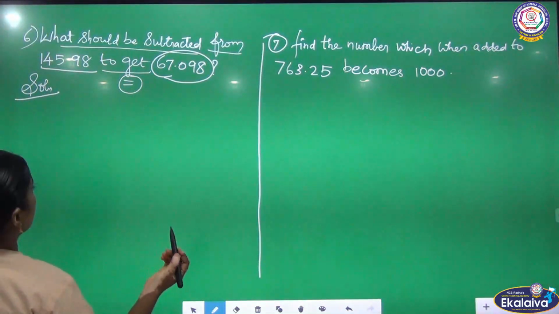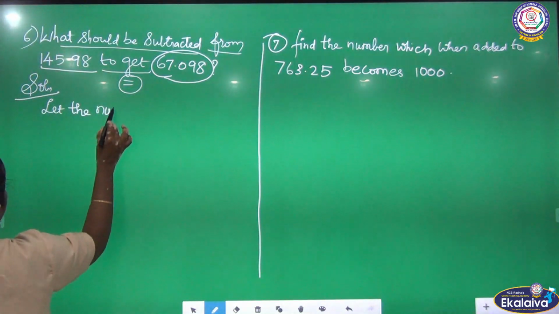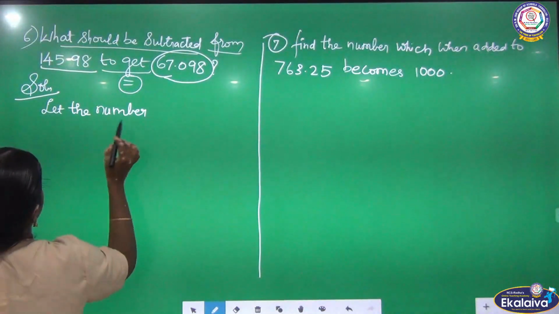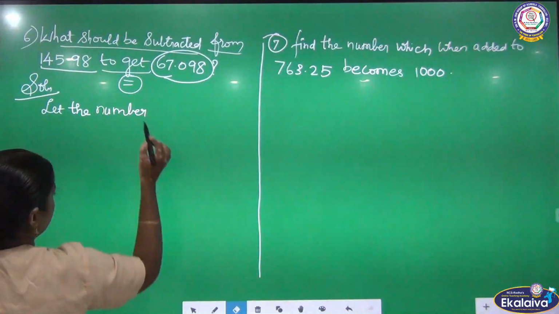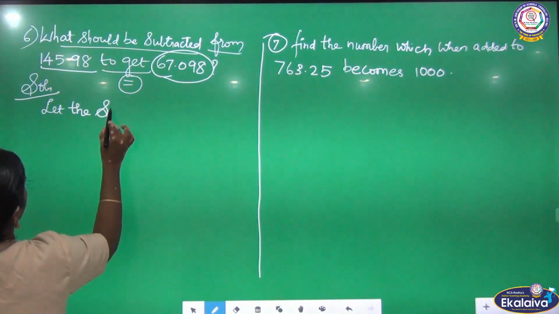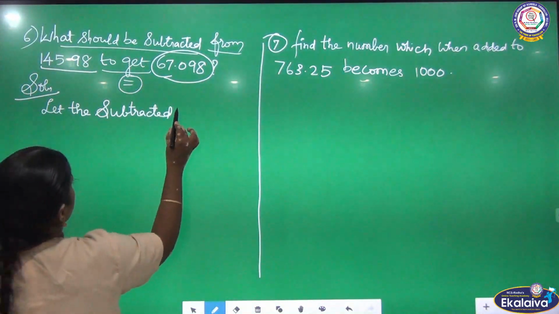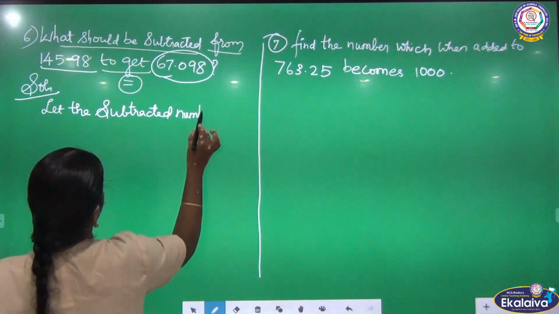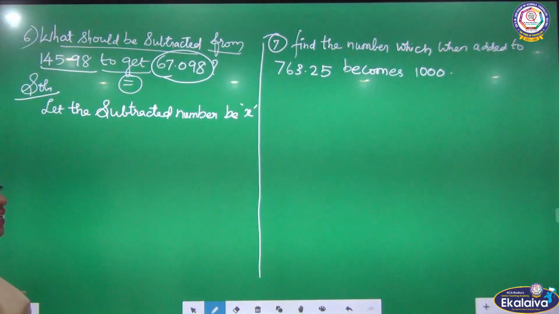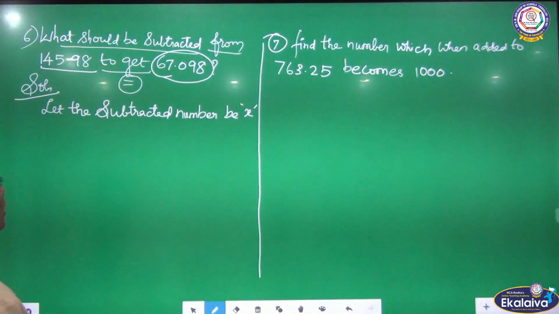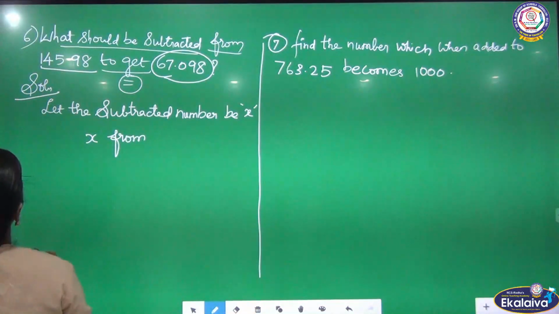What number should be subtracted? I don't know that. So let the subtracted number be x, we can write. Let the subtracted number be x. I don't know the number, so I am just taking it to be x.